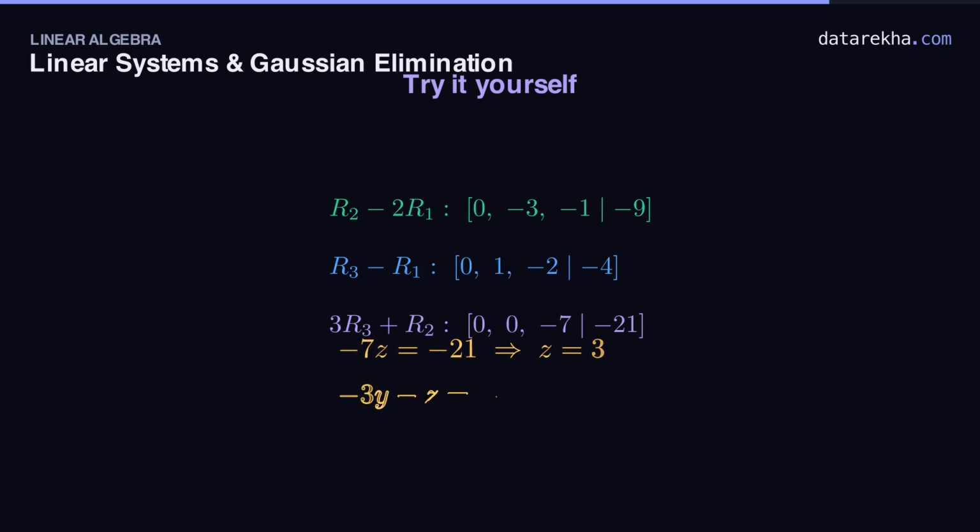Back substitute up the staircase. Minus 7z equals minus 21. So z is 3. Then y is 2, and the top row gives x equals 1. The answer is (1, 2, 3). If you got that, you've genuinely mastered elimination.